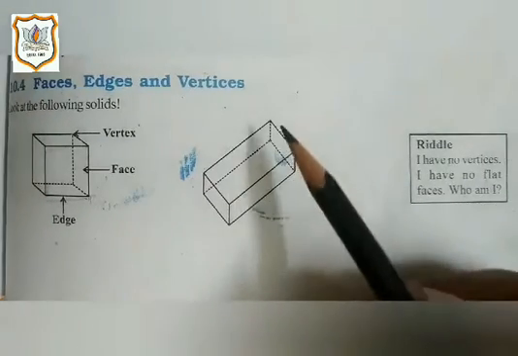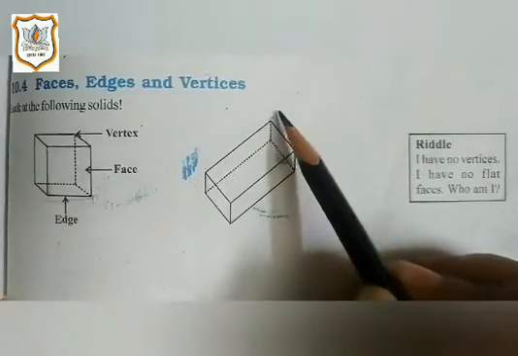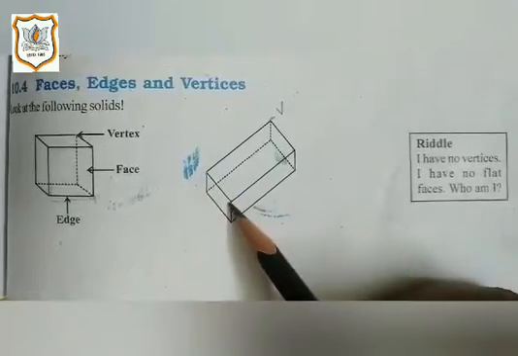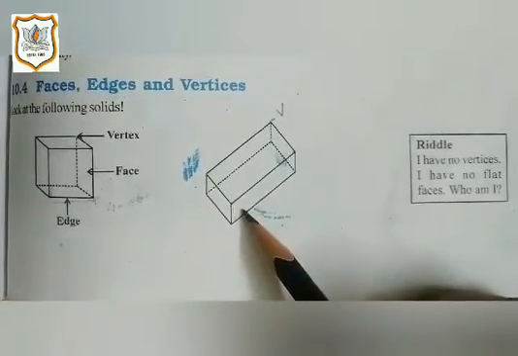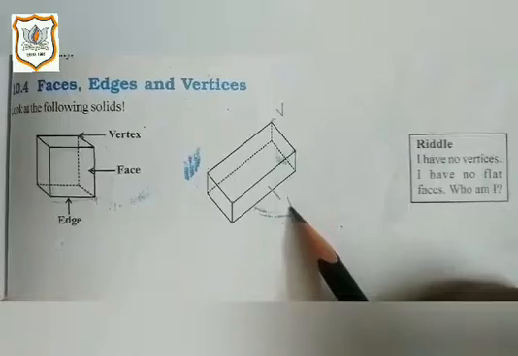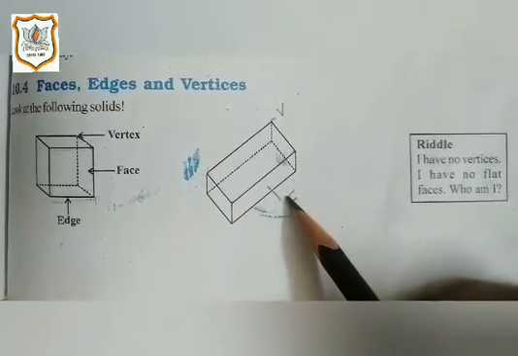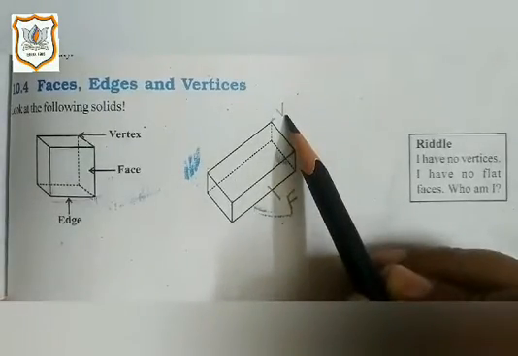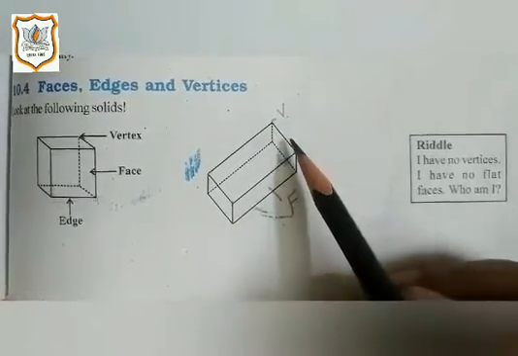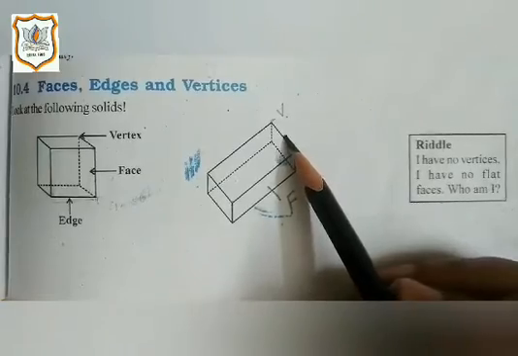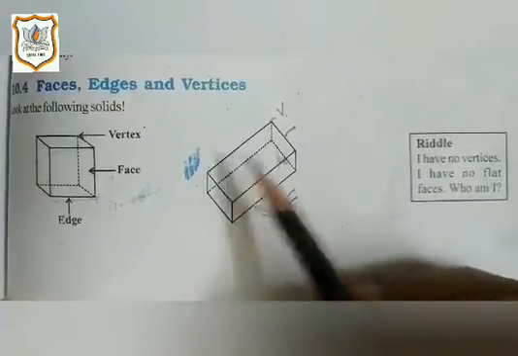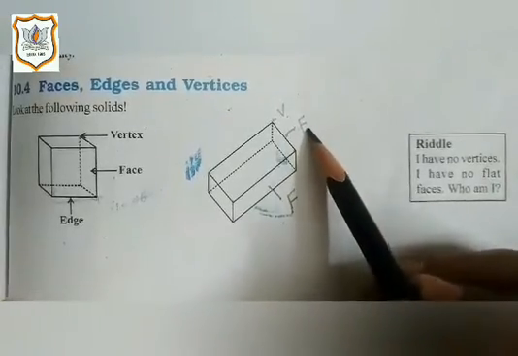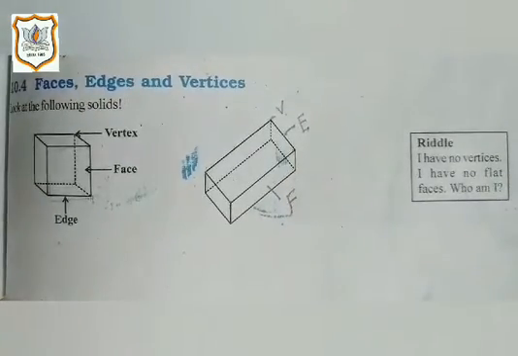In other figures, you can see these are vertices. These points are vertices, and this flat surface is a face. So we write here F. F means face, V means vertex. And these line segments are edges. So we write here E. E means edge. Clear students?